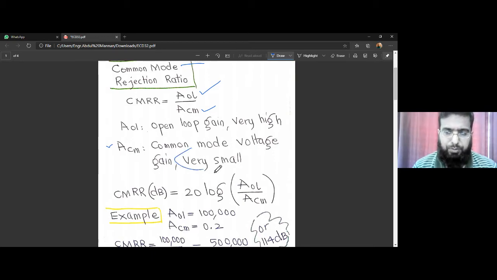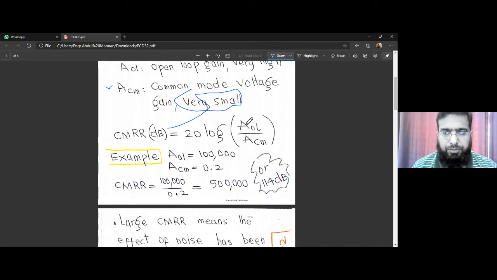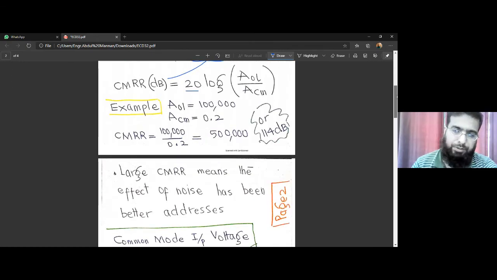It's very small. CMRR can also be represented in dBs: 20 log, since it is a voltage gain, we multiply by 20 log. If it were a power gain, we would multiply by 10. So now we multiply by 20 to convert it into decibels. A small example: AOL is 100,000, ACM is 0.2, then CMRR comes out to be a very high value, 500,000 or 114 dB.